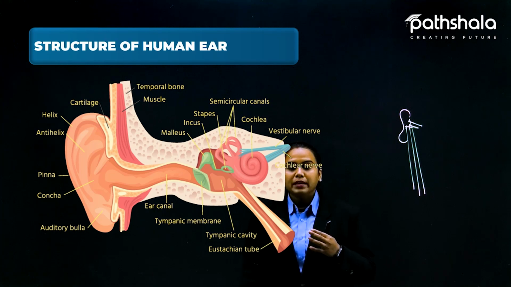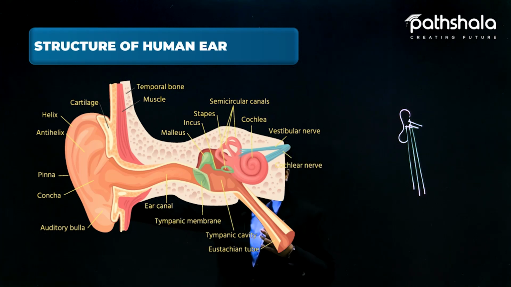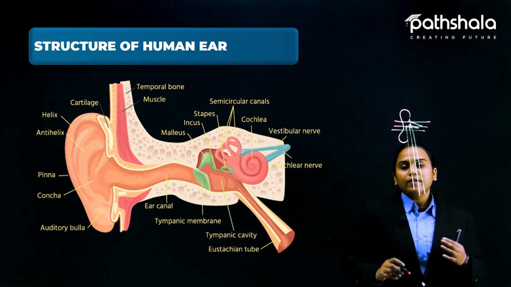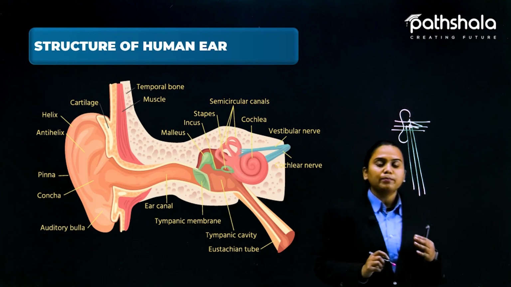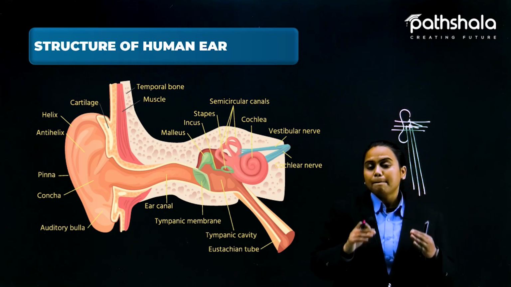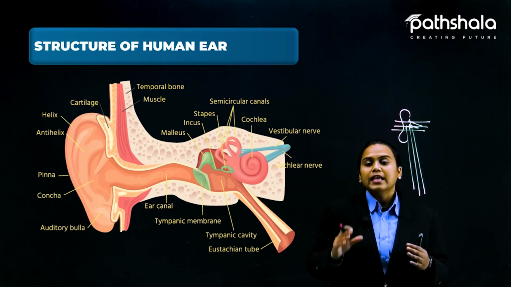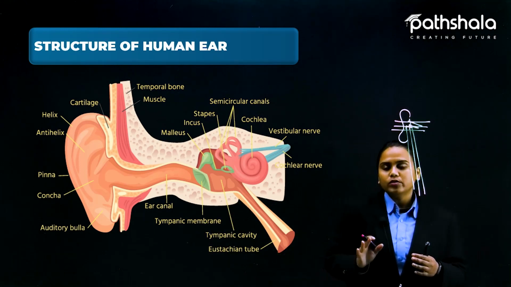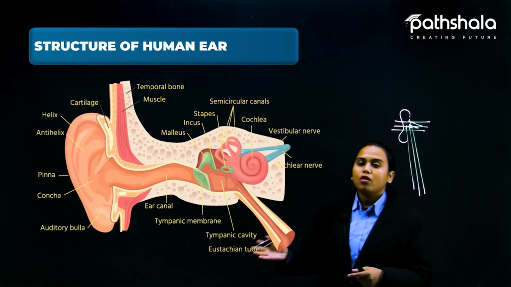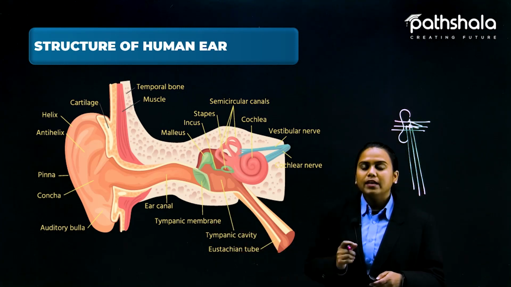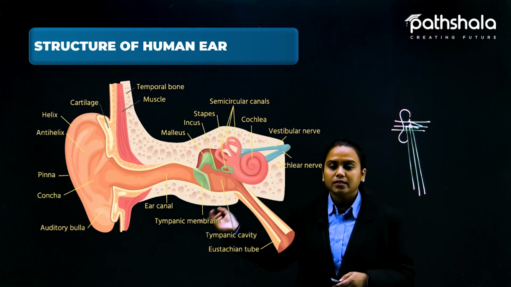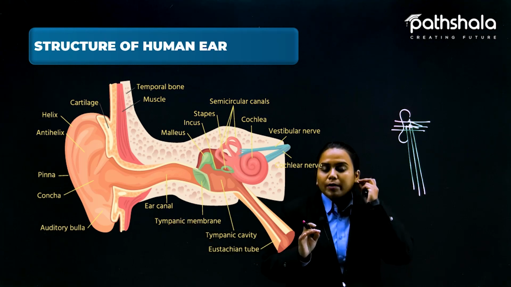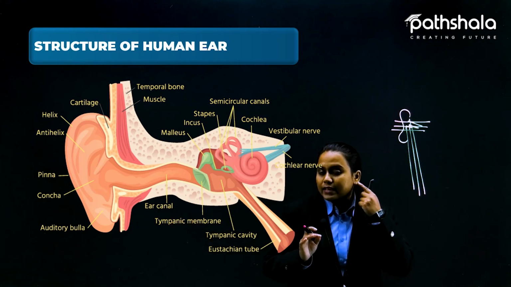From the pinna, the sound gets inside. From here we get the sound wave to the inner part. Basically we have three major parts of the ear: the outer part, the middle part and the inner part, and we are going to discuss them one by one. First of all, I am telling you the diagram. As you can see here, the pinna is the important thing. Then the ear lobe, the part that is hanging here.